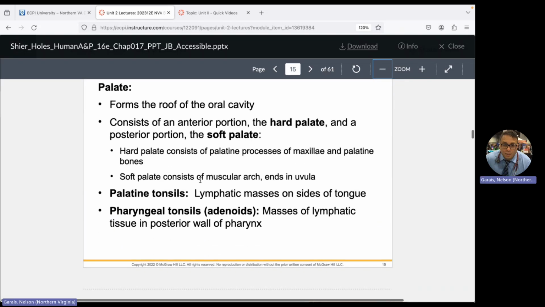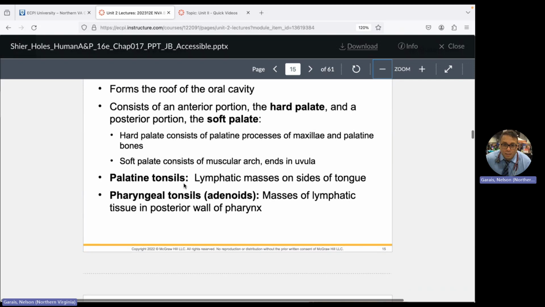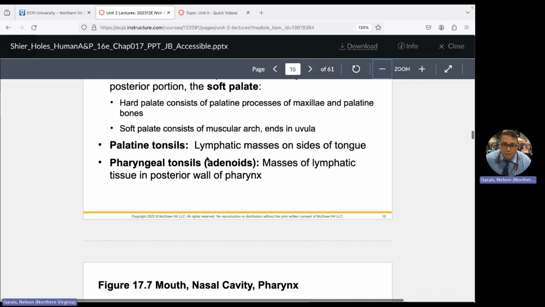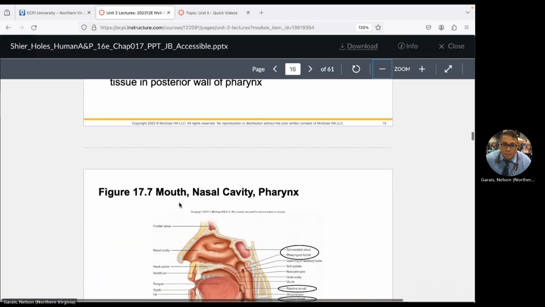Hard and soft palate. You also have palatine tonsils. You have pharyngeal tonsils, which are also called adenoids, okay, because they look like glands, but they're not. That's what an adenoid is.